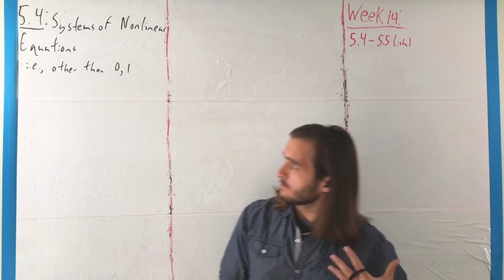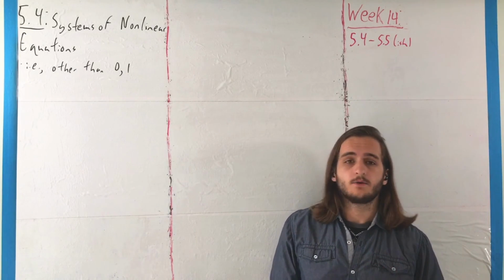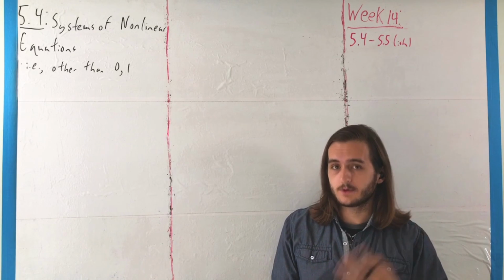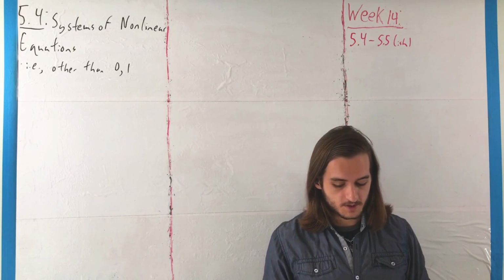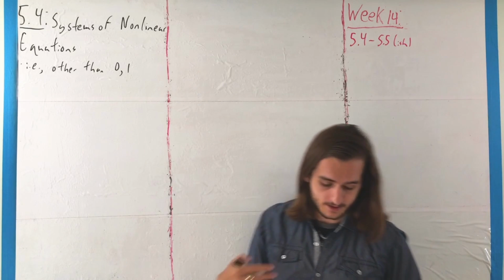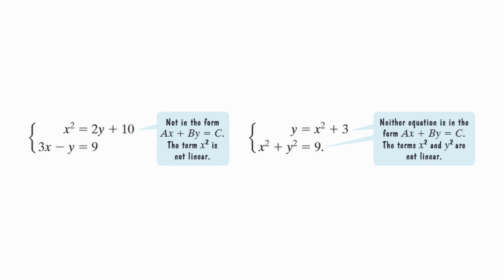But anyway, when we're talking about these things, we're talking about things where the powers of x and y, our 2 variables, are not just 0 and 1, and sometimes we even multiply them into each other. We might have things like x squared equals 2y plus 10 and 3x minus y equals 9, where because in that first part we have the squared, you can't put that in the form ax plus by equals c. Or similarly, we might have 2 different things that are quadratic in flavor.